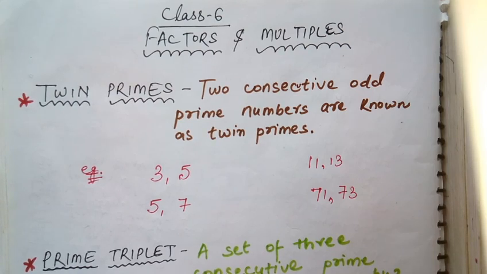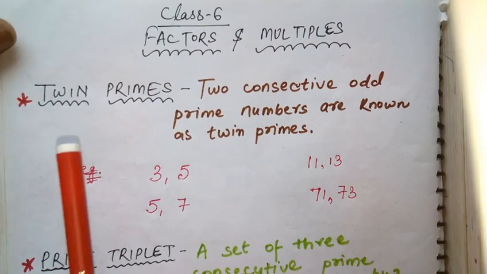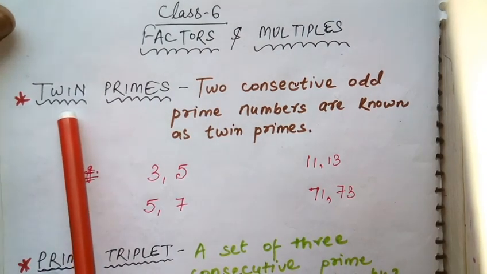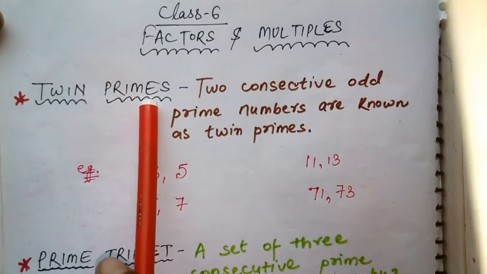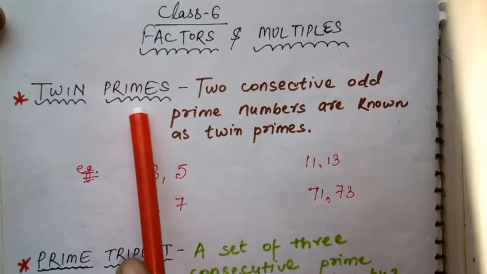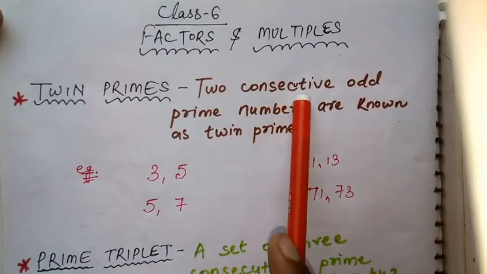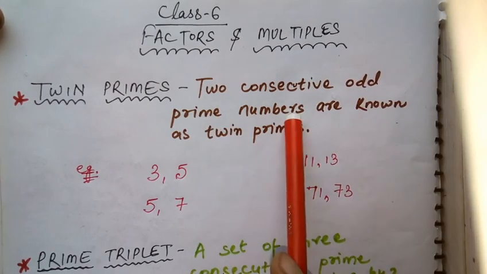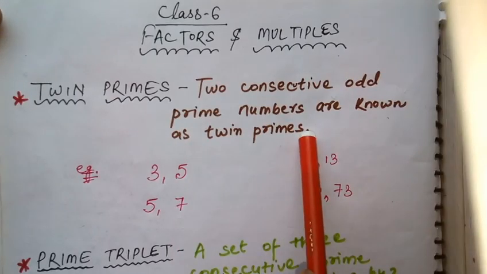Students, today we are going to deal with some more definitions in the chapter factors and multiples. So, the first definition is of twin primes. Twin primes are defined as two consecutive odd prime numbers.